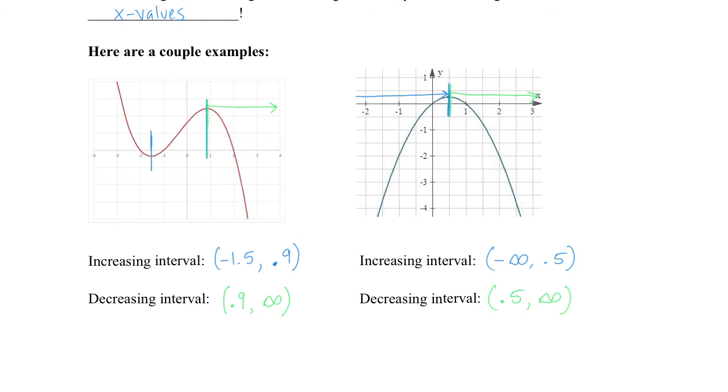So you'll see that sometimes your increasing and decreasing intervals have numbers on both sides. They have an actual starting point and a stopping point. And sometimes you're going to have to use infinities. We'll practice this in class because I know this is a little bit confusing, but now you have the basic idea for increasing and decreasing intervals.